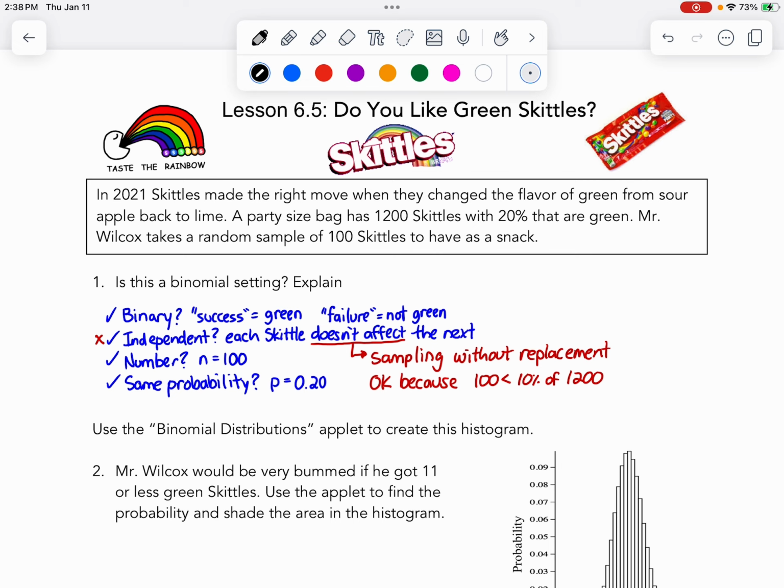Do you like green Skittles? Let's dive in.